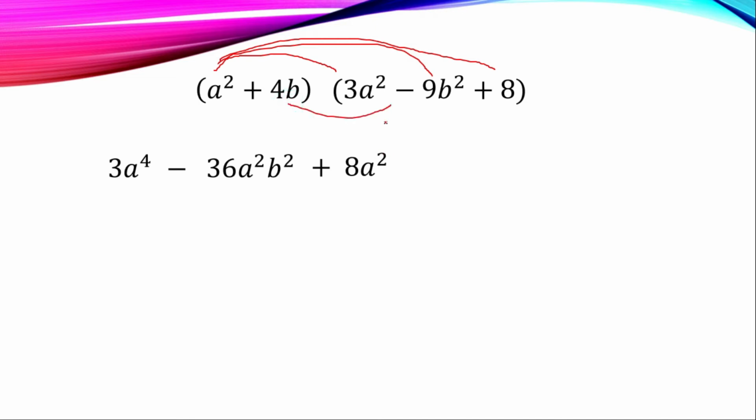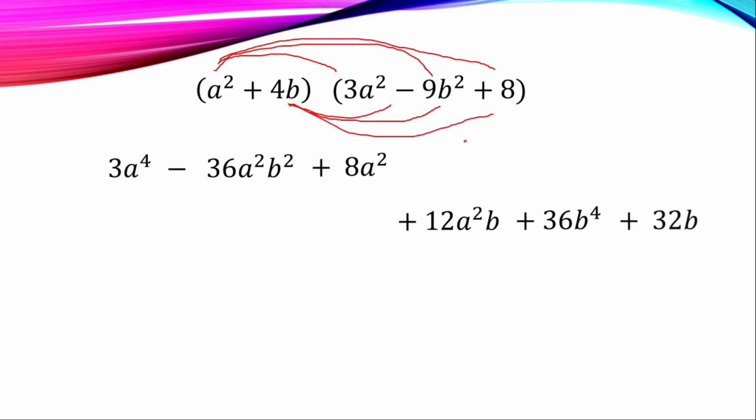Then let's proceed to the second one. We have 4b times 3a squared. We have 12a squared b. Since we do not have the same literal coefficients as the first set, we have to align it to another part. Then we have positive 36b raised to 4. And again, pull it here kasi wala siyang kapareho dito. And then the last one, we have positive 32b.